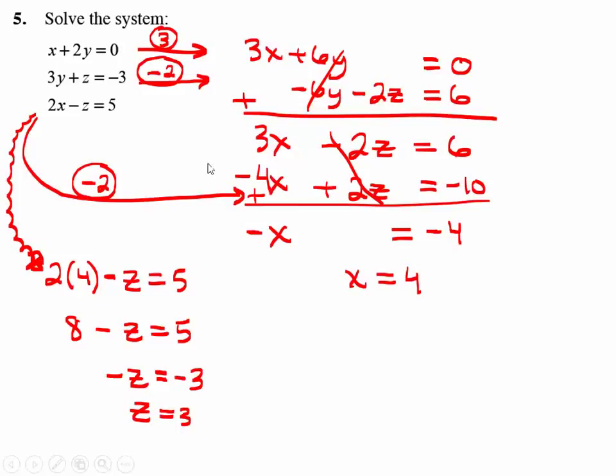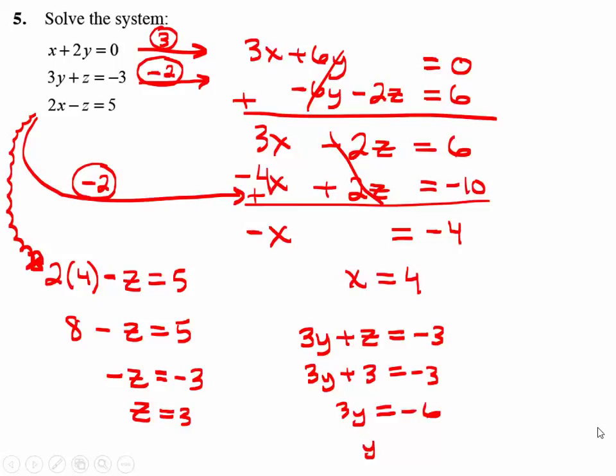And now at this point it doesn't matter. You could choose the top equation, still plug in the x to get your y value. You could choose the middle equation, plugging in what you figured out for z to get the y value. Whichever way you want to do it. I plugged it into the middle equation here, so the 3 took over for the z value. Subtract 3 gets you -6, divide by 3 gets you a -2, and finally, the ordered pair would be 4, -2, 3.